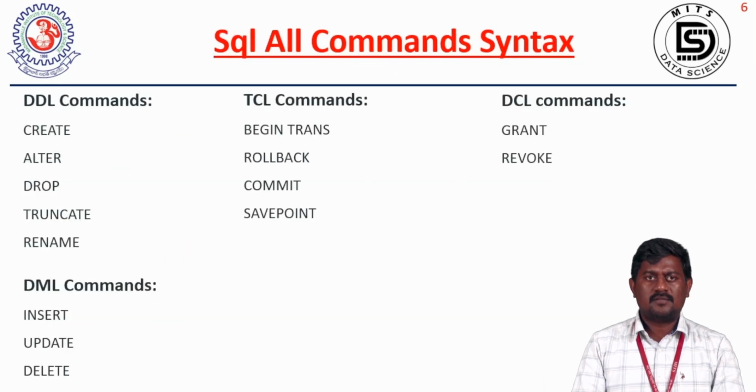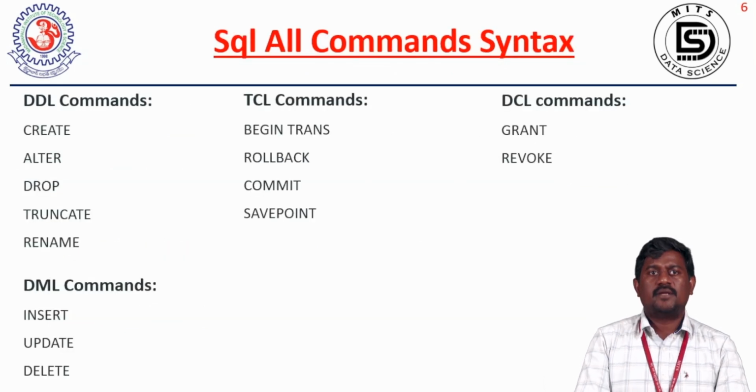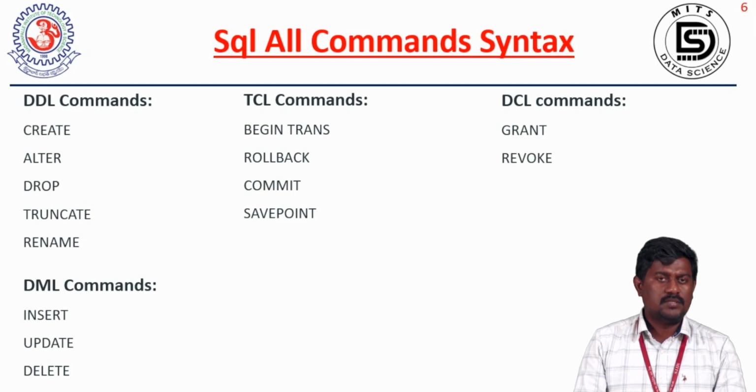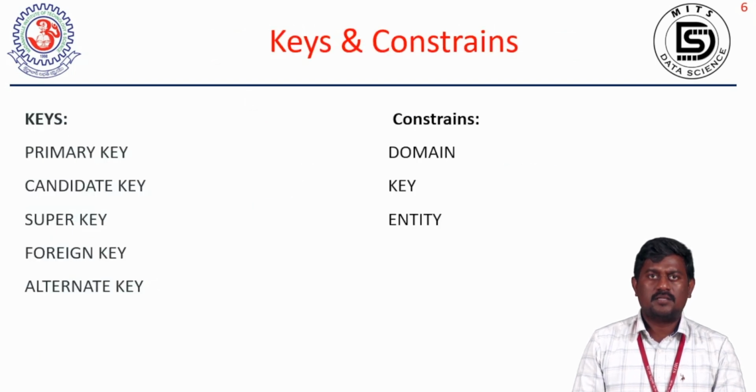Okay, I will go with the next one. These are the commands: in DDL, create, alter, drop, rename, truncate; in DML, insert, update, delete, select; TCL is begin transaction, rollback, commit, savepoint; and DCL is grant and revoke. By using all these commands, how we store the data and how we retrieve data, I will show you with the practical. Okay, don't worry.